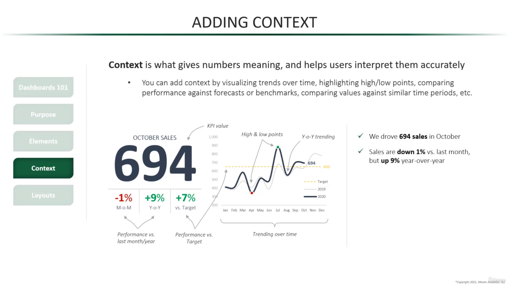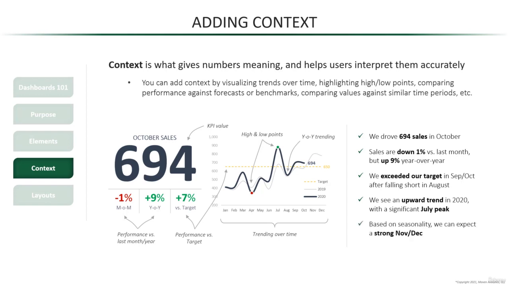We know that sales are down this month, but they're still better than last year. We know that we exceeded our target the last 2 months after falling short in August. We're seeing an upward trend in 2020, but still below our July peak. And based on seasonality, we can expect a strong finish to the year. And that makes for a much more useful dashboard.